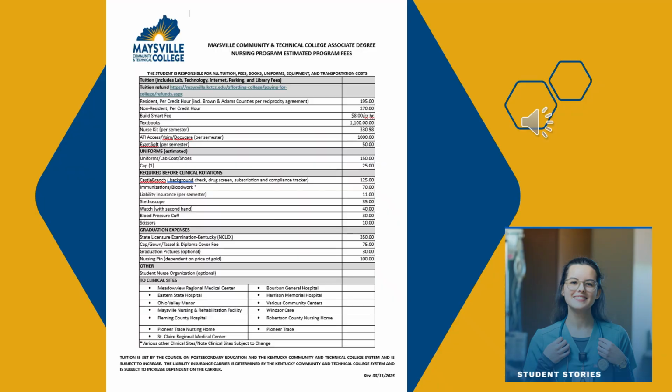You need a watch with a second hand, a blood pressure cuff, and scissors. And then graduation expenses to sit for the NCLEX is about $350. And then the rest of your graduation costs would be there. We also have a list of clinical sites that we may go to on this list. It's not all inclusive, but those are generally the ones we go to most often.